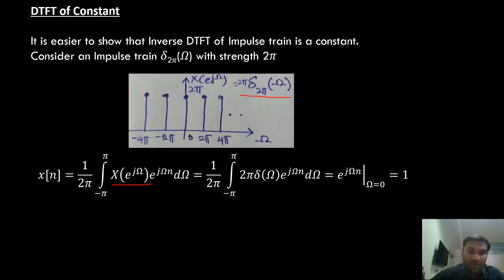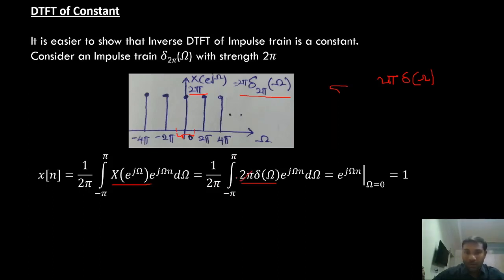Now, since I am considering only from minus pi to plus pi, this is my minus pi and this is my plus pi. I am only considering this interval. In this interval, what do I have? I only have 2 pi into delta of omega, right? There's only one impulse. The impulse is given by delta of omega and its strength is 2 pi. I substitute that here since I'm only considering minus pi to plus pi. This is because the DTFT is periodic.